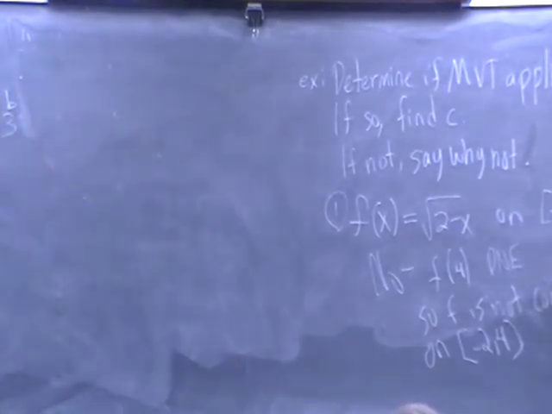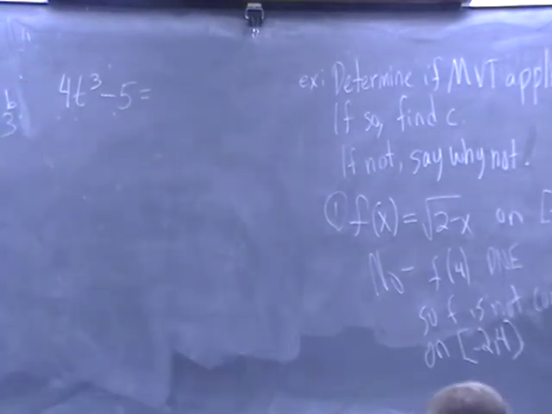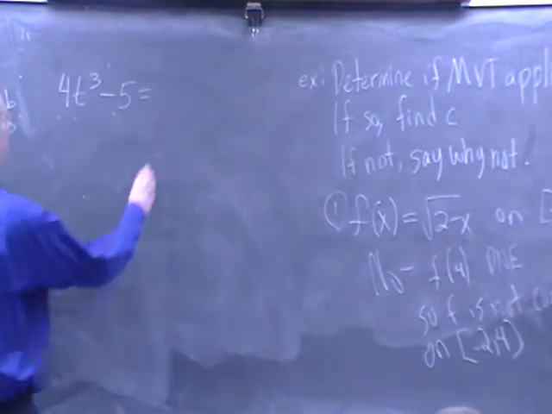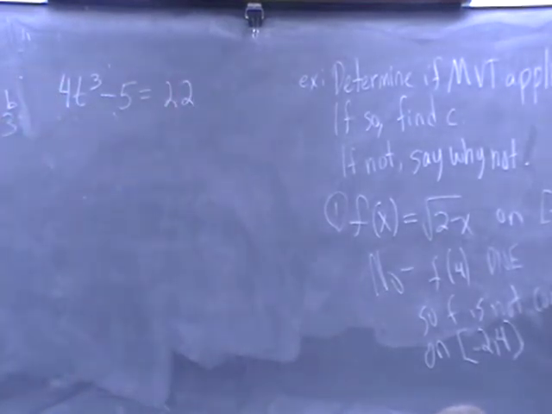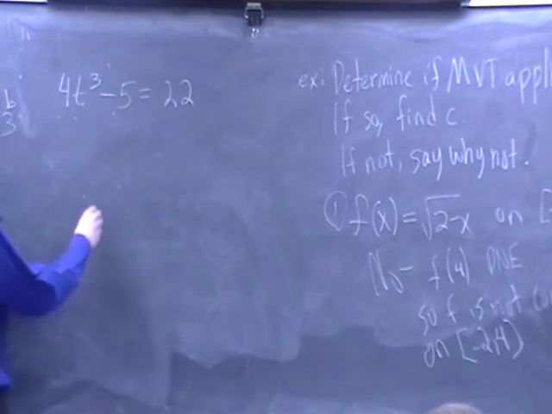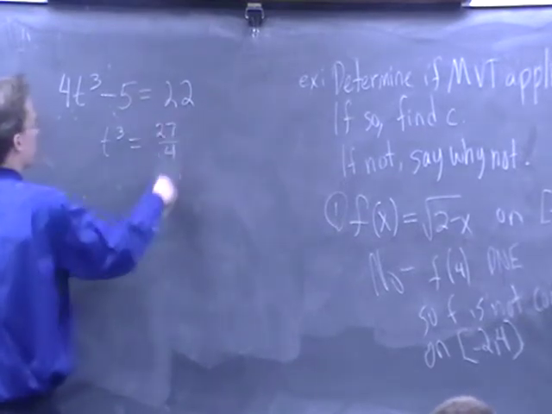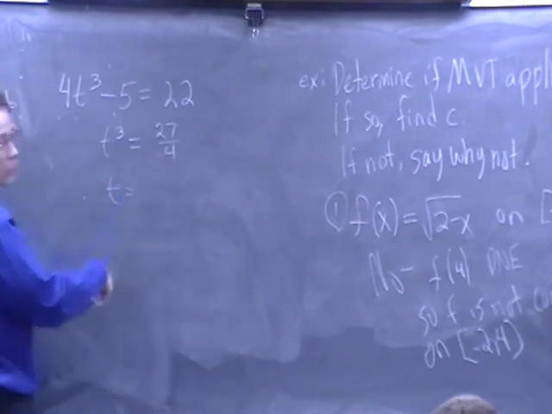All right, so we want to set S prime, 4t cubed minus 5, equal to 66 over 22. Oh, this isn't so bad. Add 5 over. Yeah, I'd add the 5. I'd isolate the t straight out here. You're going to have t cubed be 27 over 4, right? Yeah. So t will be this cube root.